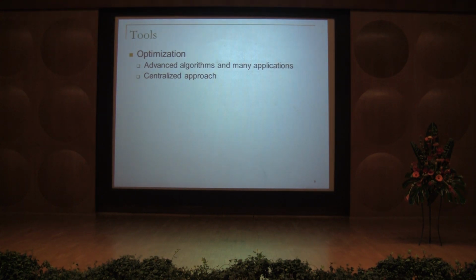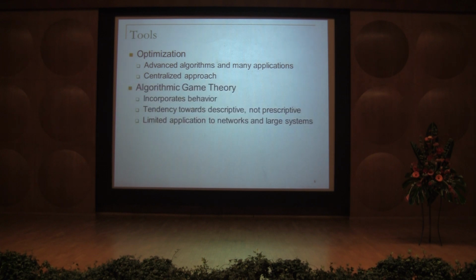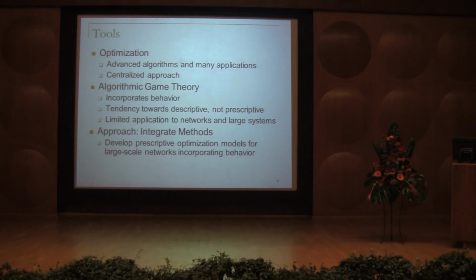The tools that we bring to bear on this problem come from two separate fields. The first is optimization. Optimization has developed many advanced algorithms and has been successfully applied in commercial supply chains, but it historically has adopted a centralized approach, that single decision maker approach. Algorithmic game theory incorporates the behavior and decision making of multiple perspectives, but in the past it has tended towards being descriptive rather than prescriptive. And it has had a limited application to networks and large systems. And so our approach is to integrate these two methods to develop prescriptive optimization models for managing large-scale networks that incorporate individual behavior.